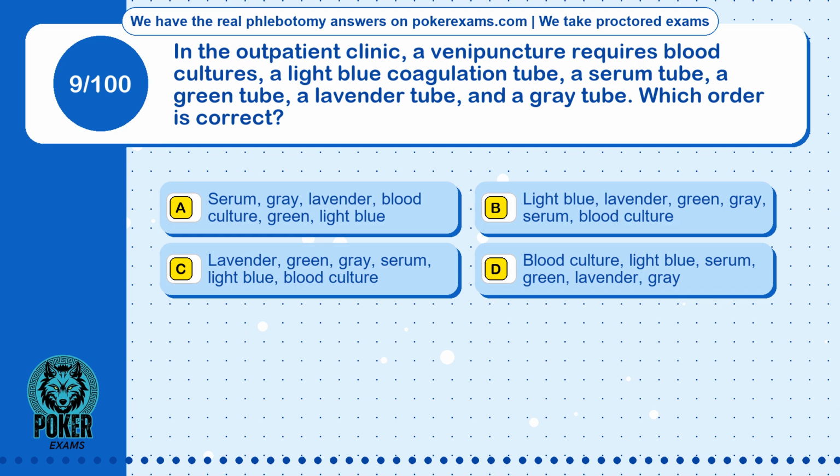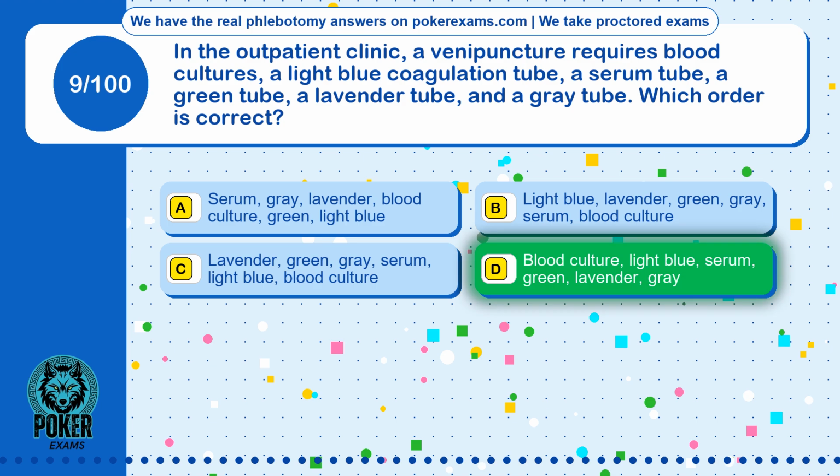Question 9. In the outpatient clinic, a venipuncture requires blood cultures, a light blue coagulation tube, a serum tube, a green tube, a lavender tube, and a gray tube. Which order is correct? Option A, serum, gray, lavender, blood culture, green, light blue. Option B, light blue, lavender, green, gray, serum, blood culture. Option C, lavender, green, gray, serum, light blue, blood culture. Option D, blood culture, light blue, serum, green, lavender, gray.